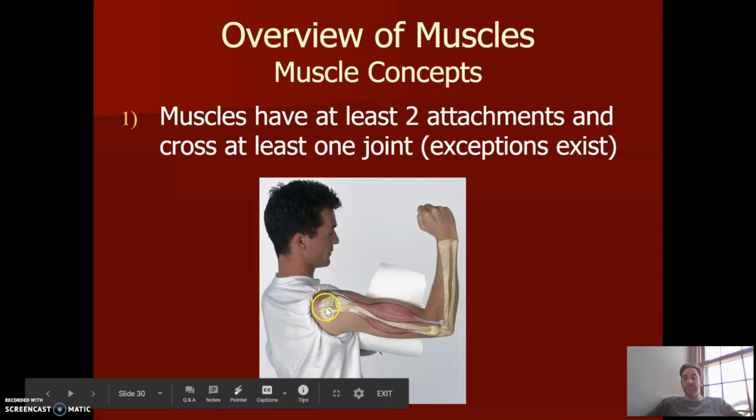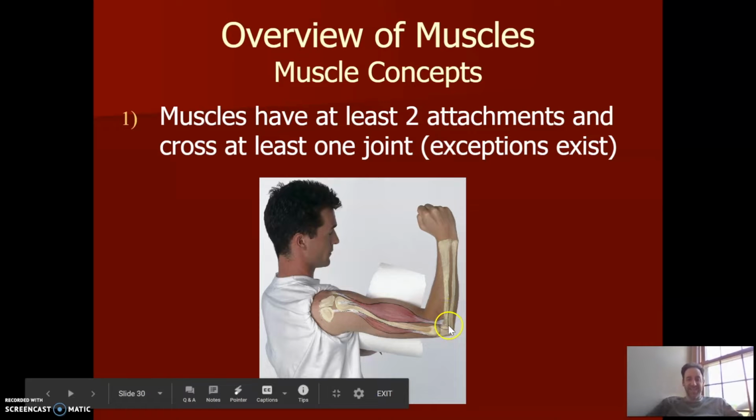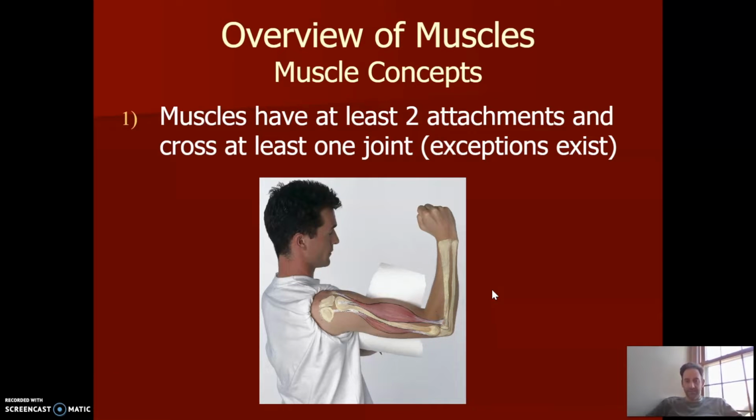The triceps has 3 attachments up here, and 1 down there. Anyway, I keep digressing. So it has at least 2 attachments and it crosses at least 1 joint, in this case, the elbow. Exceptions to this do exist. The diaphragm, for example, we've talked a bit about, is this muscle beneath your rib cage. We'll look more at that later, but that doesn't really follow the rules. So there are exceptions to this. But in general, they have at least 2 attachments and cross at least 1 joint.